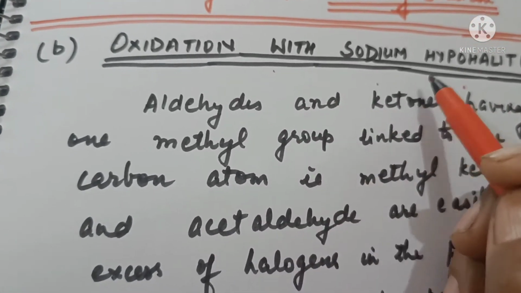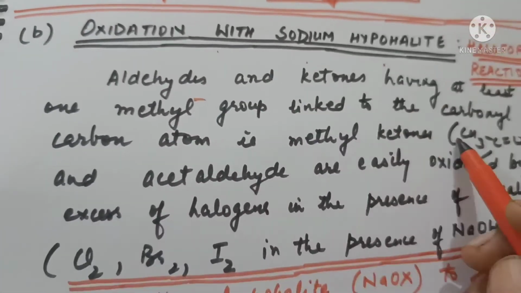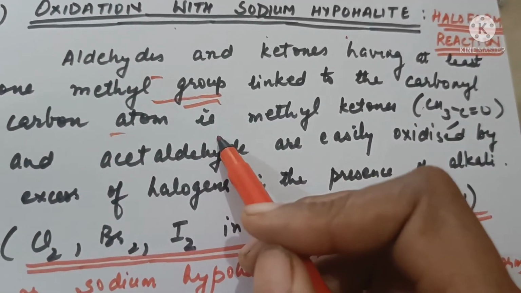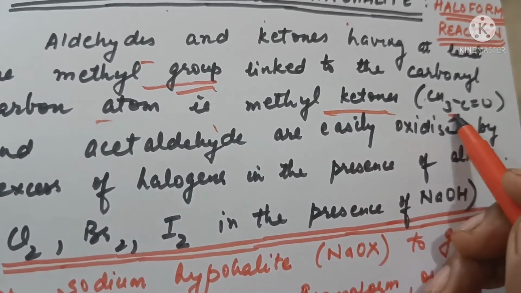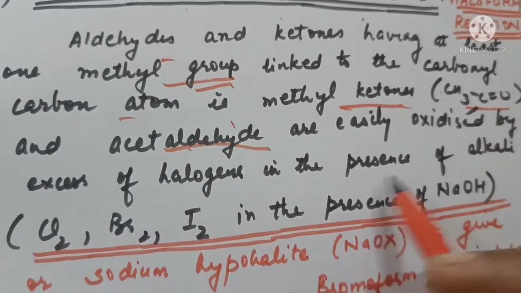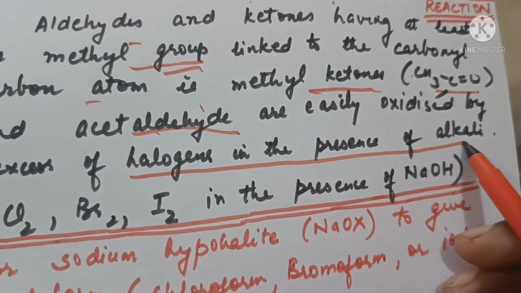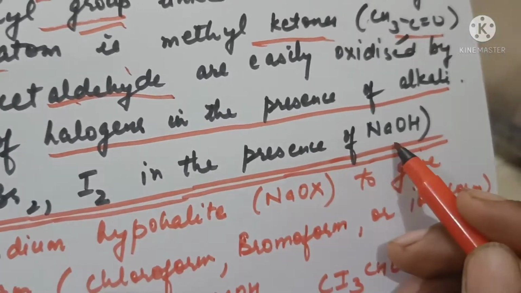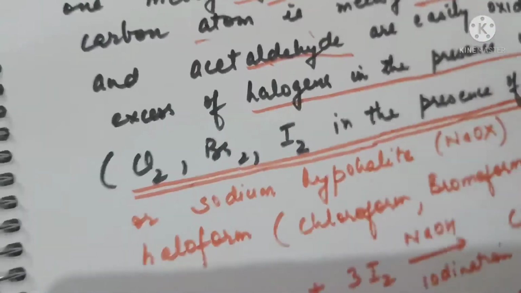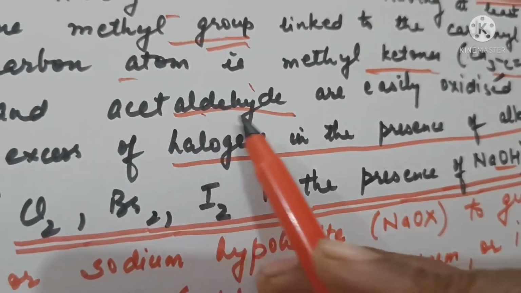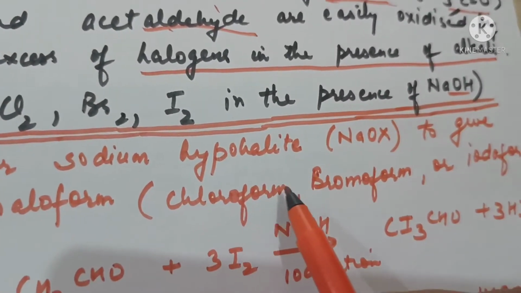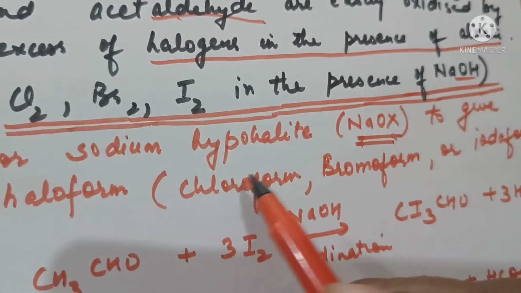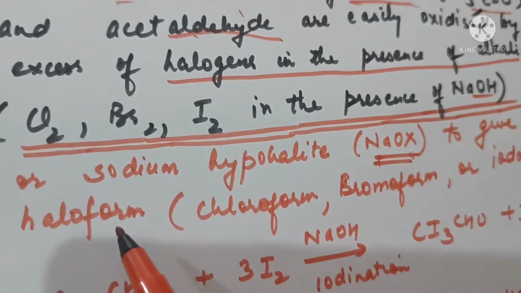This is the second method. Aldehydes and ketones having at least one methyl group linked to the carbonyl group, that is methyl ketones or acetaldehyde, are easily oxidized by excess of halogens in presence of alkali. Halogen can be chlorine or bromine or iodine, and alkali can be NaOH. Or this acetaldehyde or methyl ketone can also be oxidized with sodium hypohalide. It can be NaOCl, NaOBr or NaOI to form haloform.